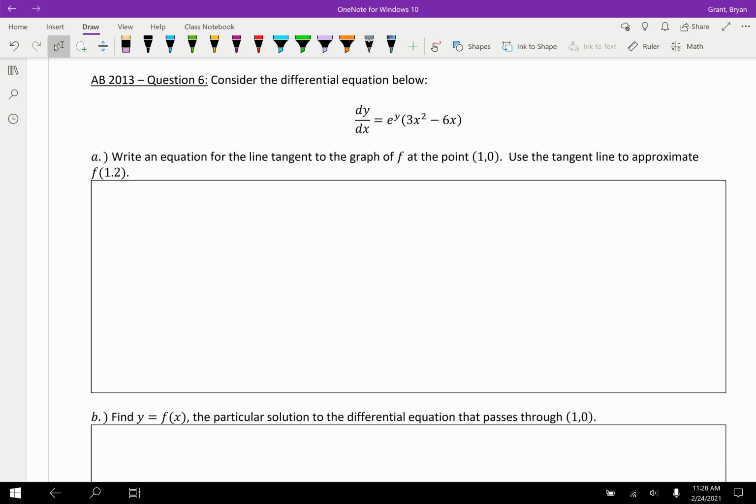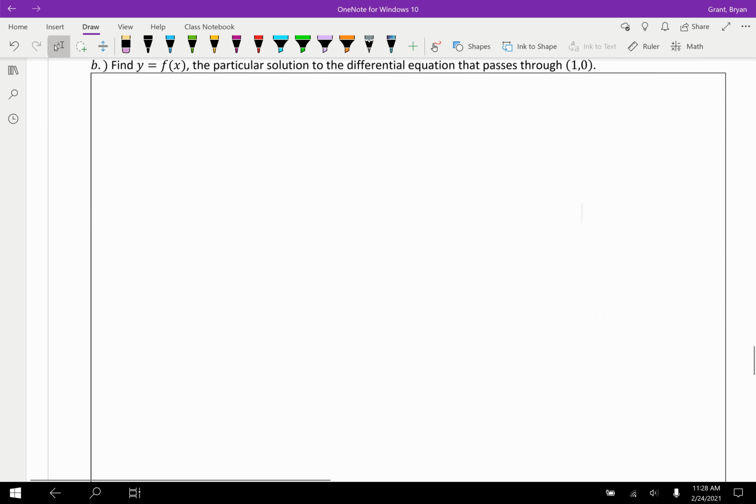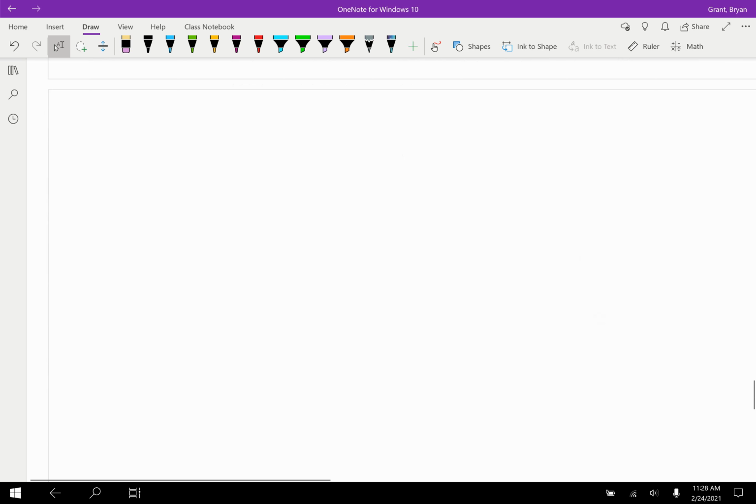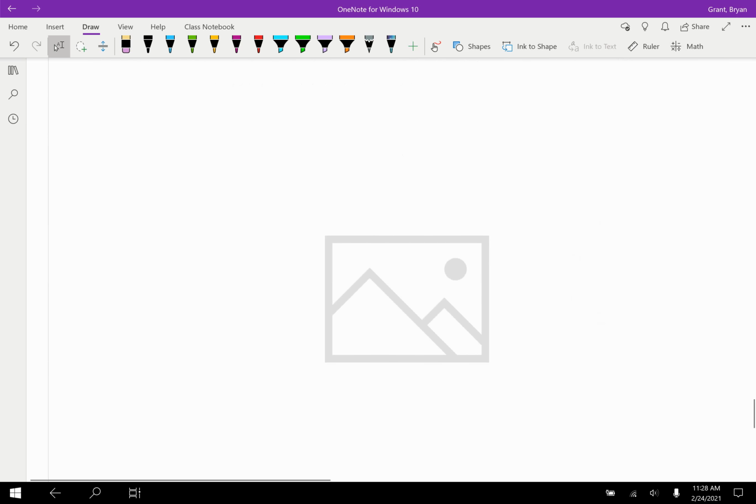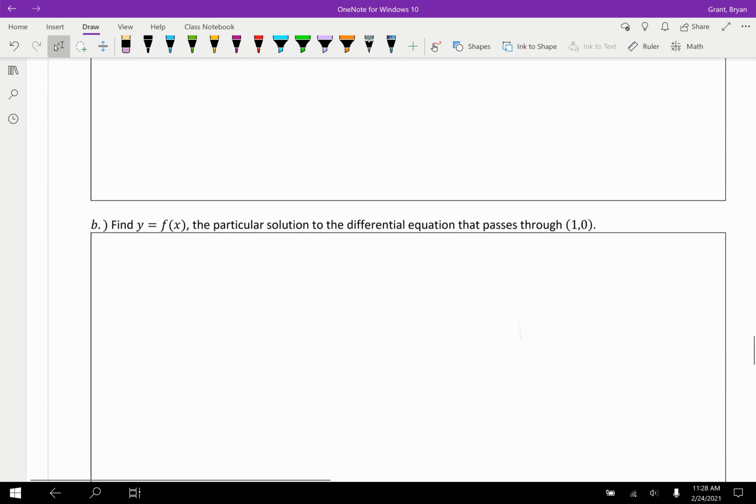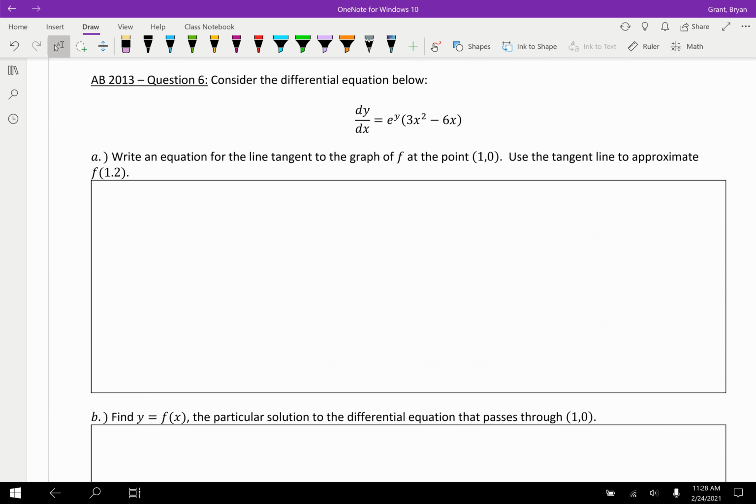2013 question 6. Again, I'll be skipping a few of these. A is a tangent line. No, thank you. But B, yeah, let's do B. This is actually our second to last one, I think, if this ever loads. So let's go ahead and tackle B. Find y equals f of x, the particular solution that passes through (1, 0). Again, you guys should do this on your own, and once you've tried it, come back to me.